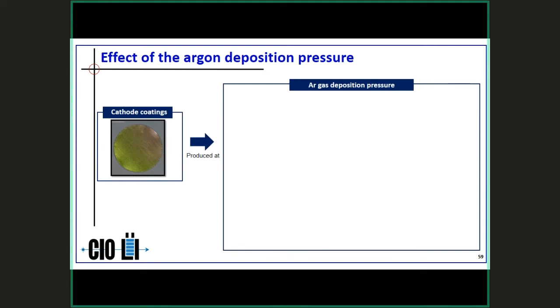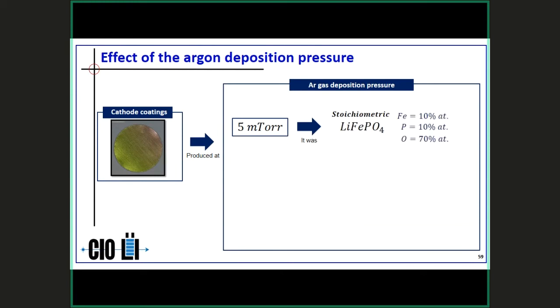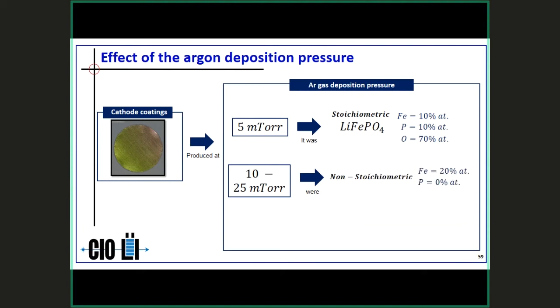So, in summary, the cathode material placed at 5 mTorr got the right chemical stoichiometry. The samples produced from 10 to 25 mTorr were non-stoichiometric; they got phosphorus deficiency and iron in excess. The sample at 30 mTorr was also non-stoichiometric because it got an excess in iron and also a small deficiency in phosphorus. So here a recovery of the phosphorus content is observed. That is something that needs to be explained.